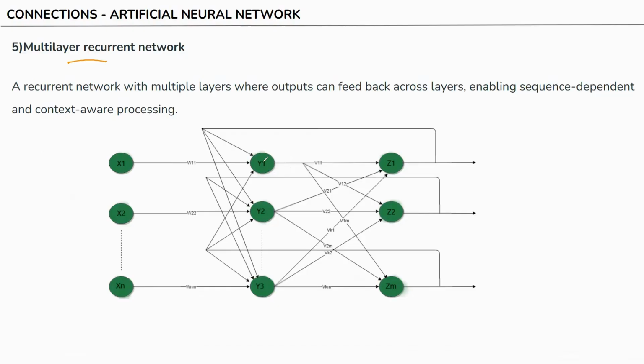So here, both hidden layers and output layers may send information back to earlier layers. Because of this, the network can handle more complex and long-term patterns here. So this is how a multi-layer recurrent network architecture works.